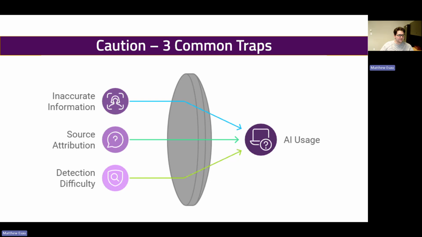A few common traps with this is inaccurate information. So if you're asking it to help you with writing, it might not get the information right. And if you submit it, you're going to get a bad grade. Attributing sources. So it'll make up sources that don't exist. There was a recent case where a lawyer used an example of a case in court that actually wasn't real. He'd gotten it from ChatGPT and got caught and got into a lot of trouble. So be very careful with that. And it's difficult to detect what's AI and what's not AI. These are three common kind of problems.